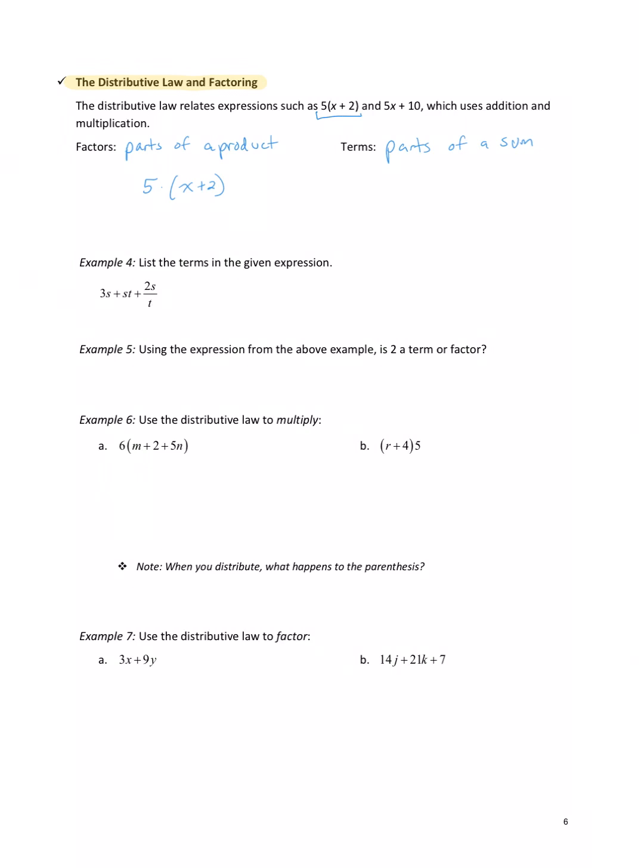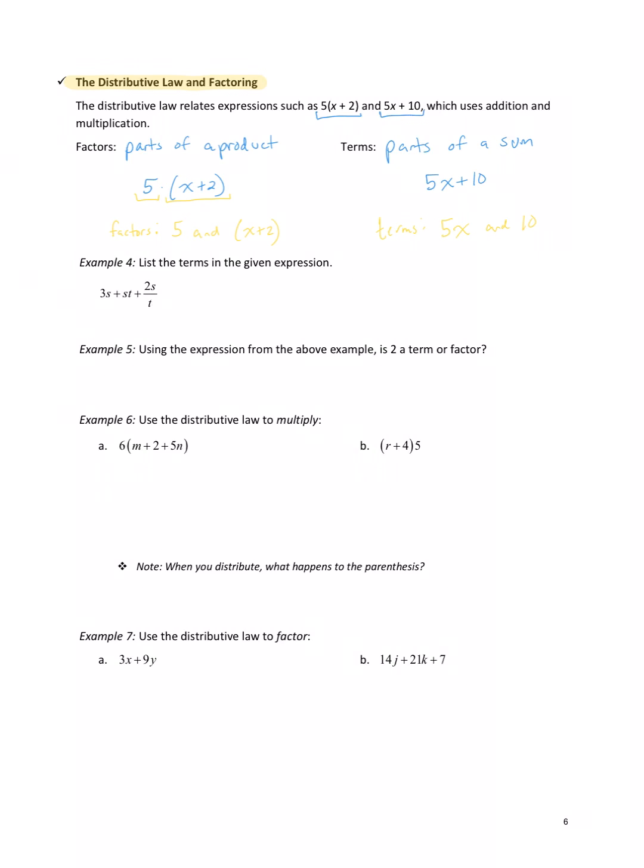If we have to list the factors of this expression, we want to ask ourselves, what are the things being multiplied together? Well, we have a 5 being multiplied by an x plus 2. Therefore, the factors of this expression are 5 and x plus 2. We can do the same thing for this second expression of 5x plus 10. If we have to list the terms of this expression, we want to ask ourselves, what are the things being added? Well, we have a 5x and a 10 being added together, so those would be the terms.